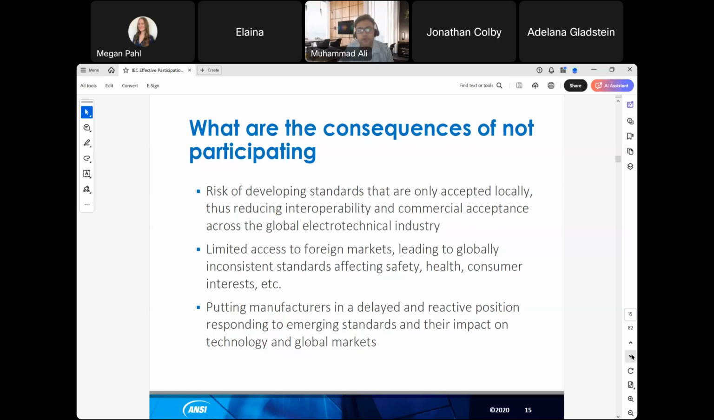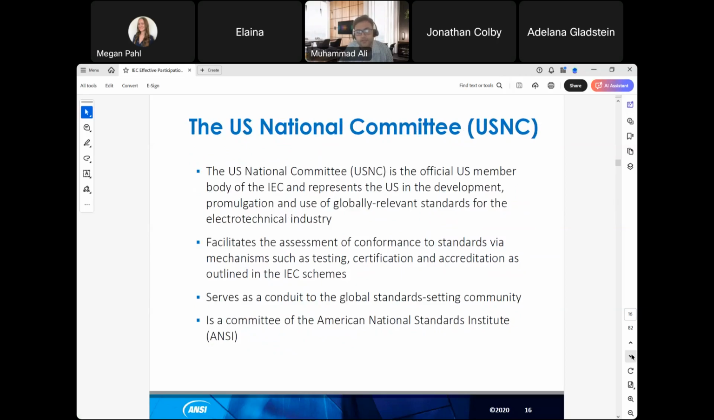If you move on to the next slide, I'll introduce you to the USNC, which is why we are all here, right? The US National Committee, as we call it. The US National Committee is the mirror committee to the IEC, and is the official US member body of the IEC, that represents the US in the development and use of globally relevant standards for the electrotechnical industry.